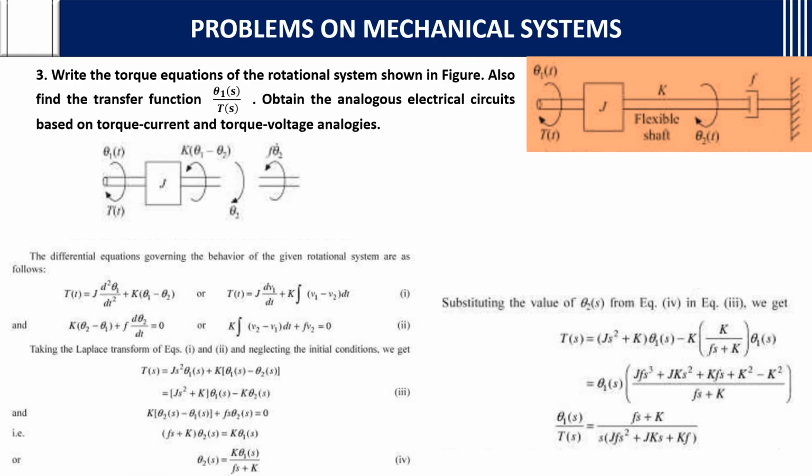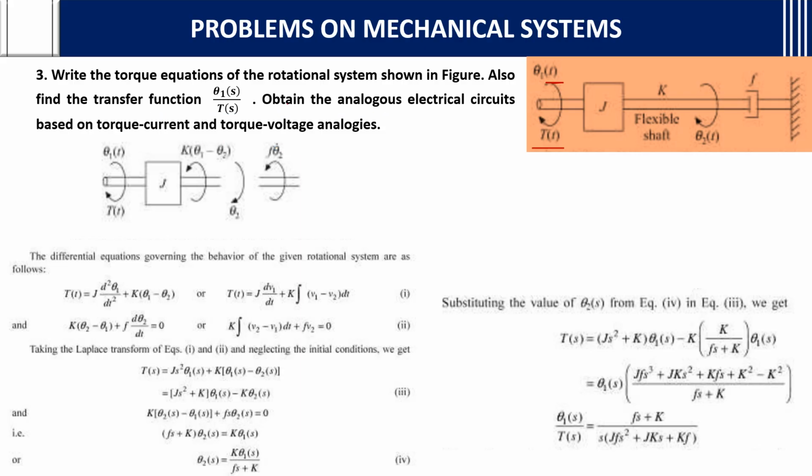Next question: write the torque equations of the rotational system shown in the figure. Then also find the transfer function theta 1 of s by T of s. They are asking for theta 1 of s by T of s. Okay, we'll find it. Obtain the analogous electrical circuit based on torque-current and torque-voltage also, they are asking. Okay, first we'll find the transfer function.